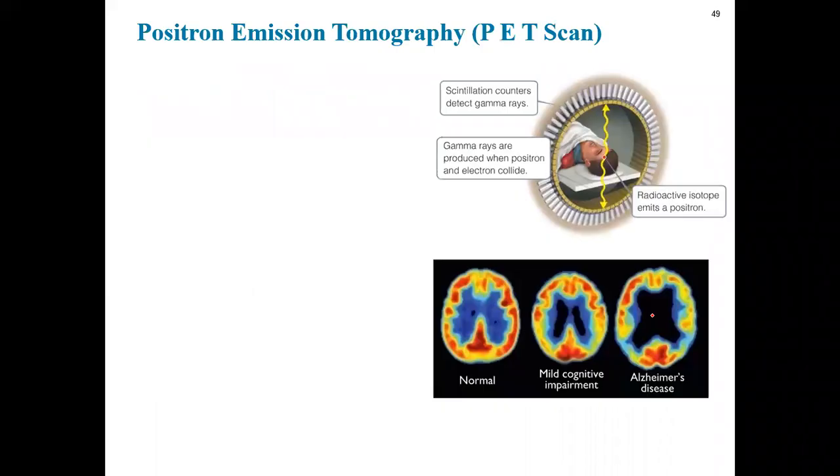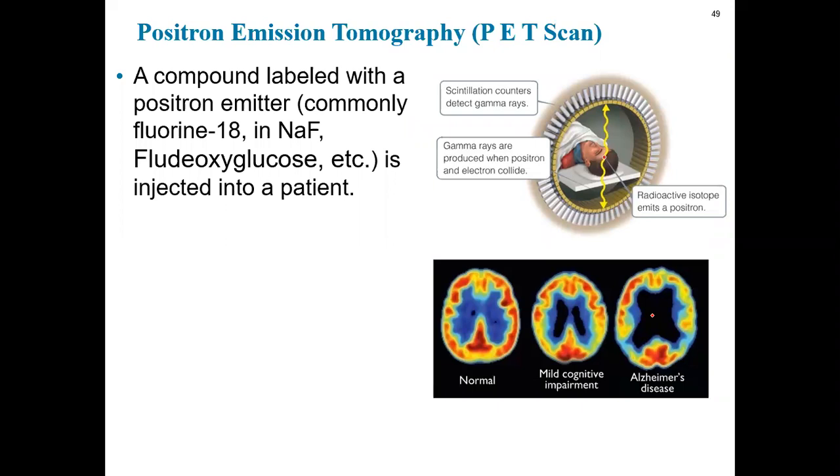So you can see there is another example, positron emission tomography, called PET scan. The positron emitter usually used is fluorine-18, for example in sodium fluoride, which you can inject into the IV, or fluorodeoxyglucose, etc., injected into a patient.